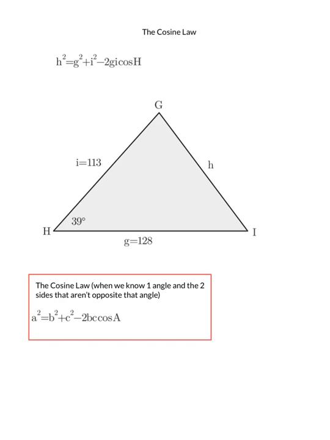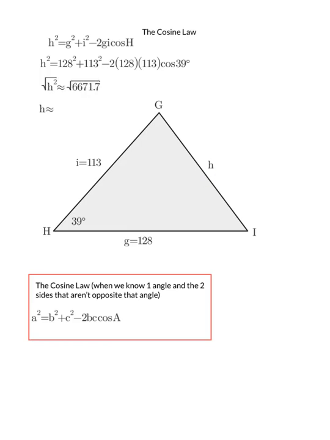All right, let's quickly fill that in. h squared is equal to 128 squared plus 113 squared minus 2 times 128 times 113 times the cosine of 39 degrees. So h squared is about 6,672. And we don't want h squared, we want h. So we're going to have to take the square root of both sides, and h is approximately 81.7.